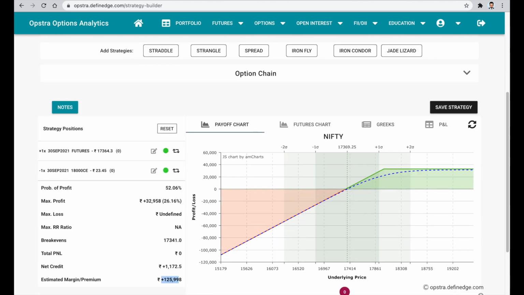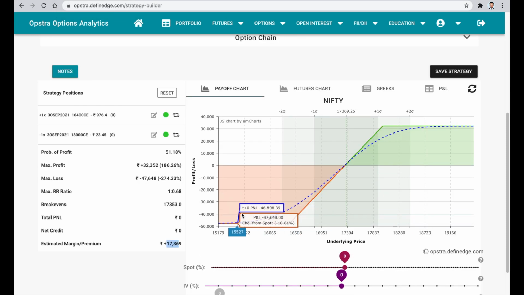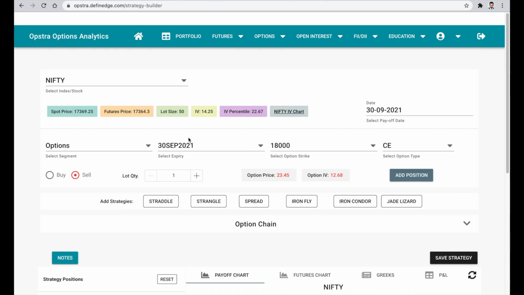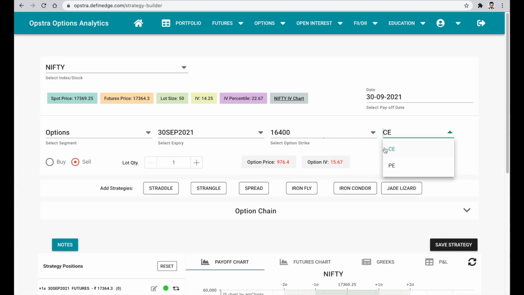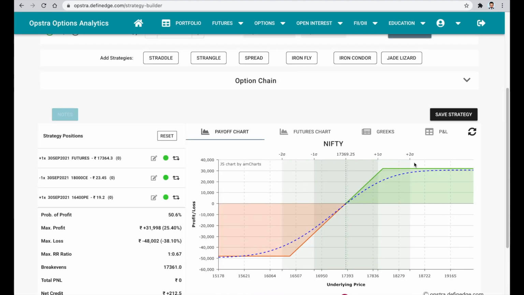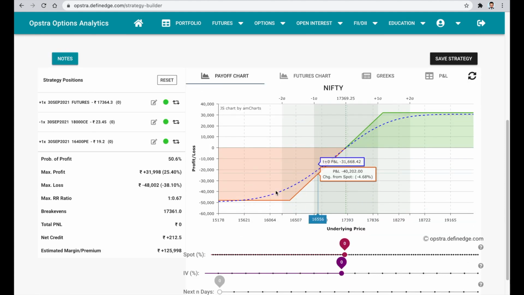Now let's just see if you want to define the risk over here. Below 16,400 I will not have any loss. So if you do the same thing, you go ahead in the options and you have to buy the 16,400 PE if you want to do the same thing. So you go ahead and buy it. So this is how it looks like.